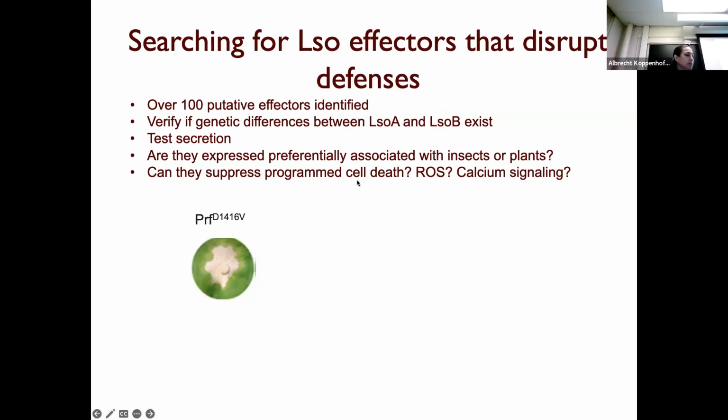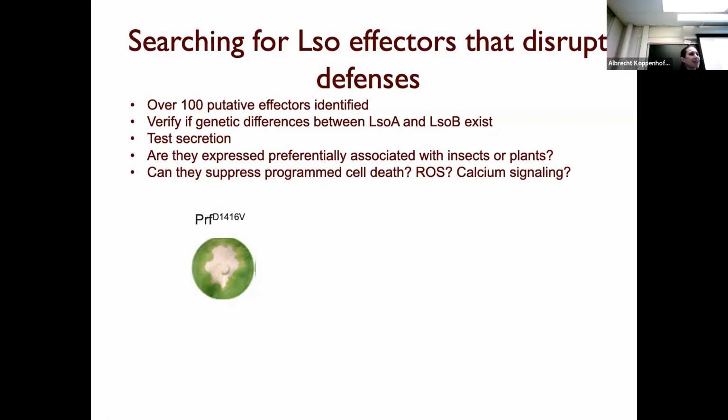We use transient expression in Nicotiana benthamiana, and we use a gene that is PRF. PRF is an immune gene that, when the plant detects a pathogen, activates this protein, causing a conformational change, and there's signaling to activate defenses. PRF-DV is a mutant that is always active, so it's active without detecting a pathogen. You express it in the plant and you have cell death. We just infiltrate an area of a leaf, and the area that is infiltrated dies. It's a very well-known system.